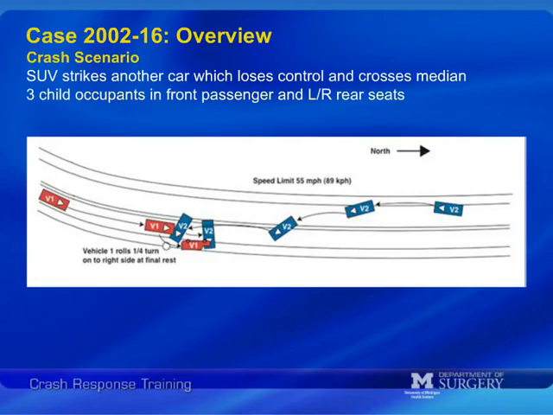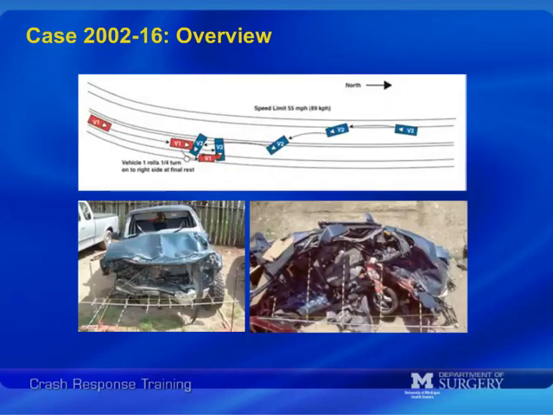Yet another case. In this one, the SUV in red strikes another car which loses control and crosses the median. There were 3 child occupants in our case vehicle here in the red. The 3 children were in the front passenger seat and the left and right rear seats. You can see here the damage to the front end of our case vehicle on the left lower picture. There was a significant amount of damage.